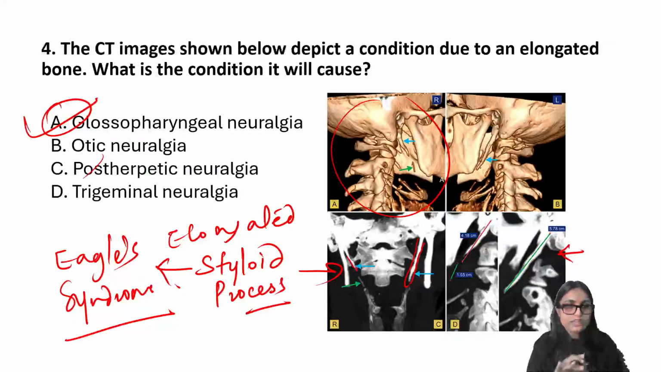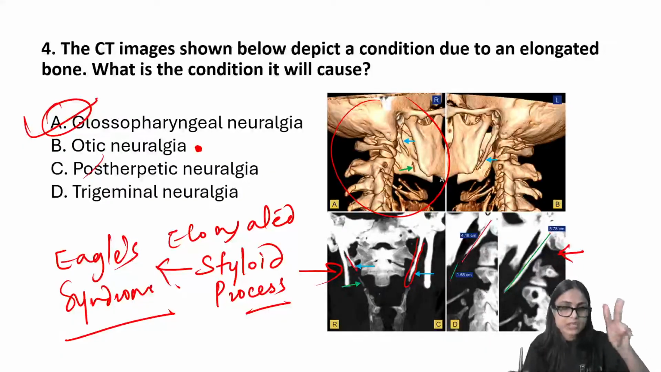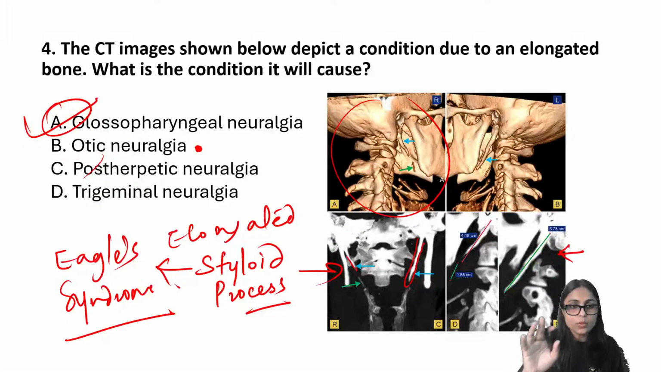Again, I'll tell you, when there is no option such as glossopharyngeal neuralgia, then you can go for the alternative option, option number 2, which is otic neuralgia. Why otic neuralgia? Because the patient will have a deep ear pain also, and ear pain is due to referred pain. Okay. When there is compression on the glossopharyngeal nerve, the pain refers to the ear. Okay. And that can mimic otic neuralgia. So when there is no glossopharyngeal neuralgia in your options, you can go for the alternative, option number B. Okay. I hope this is clear. Question number 4.